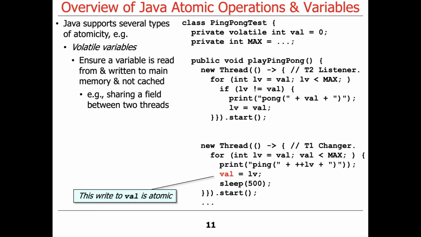And then it assigns LV to val. So the way this works, if you run this thing, it'll go ping, pong, ping, pong, ping, pong. But if you take out the volatile, it won't work because the reads and writes are not atomic anymore.